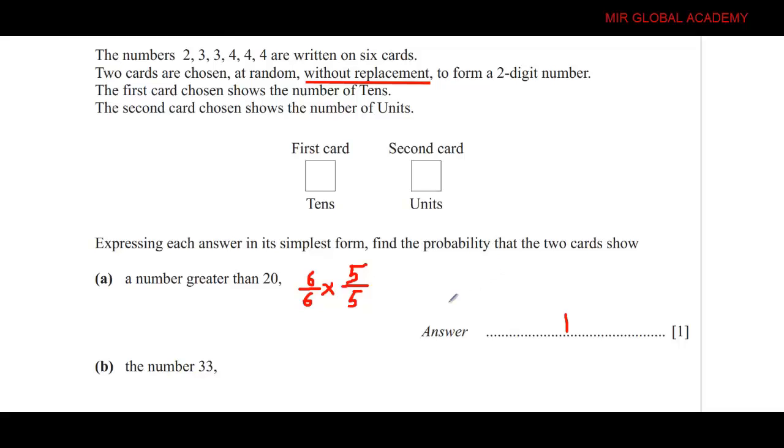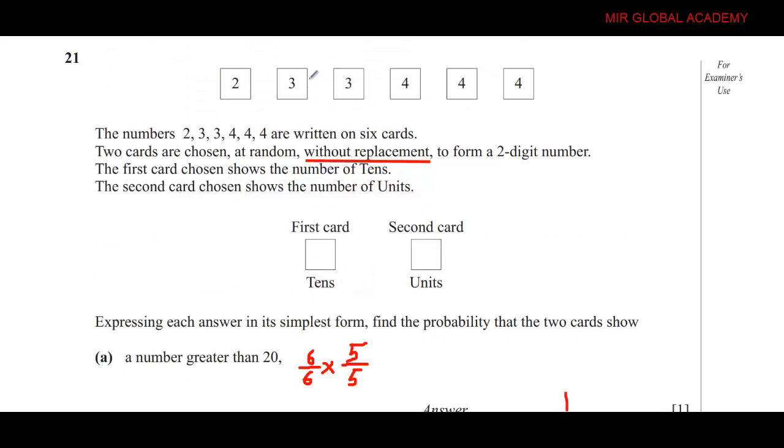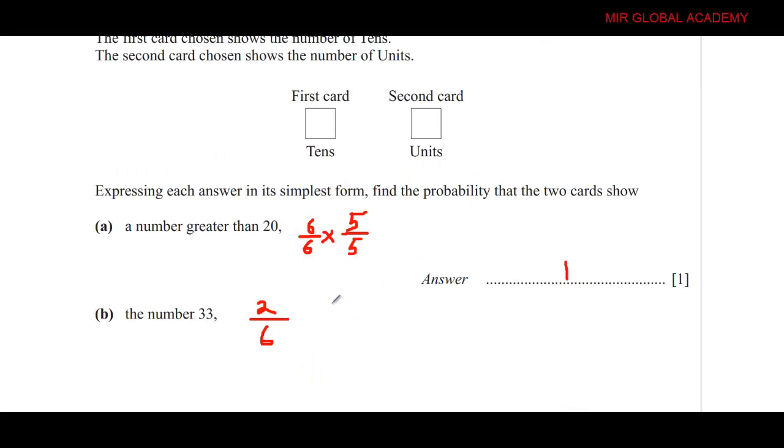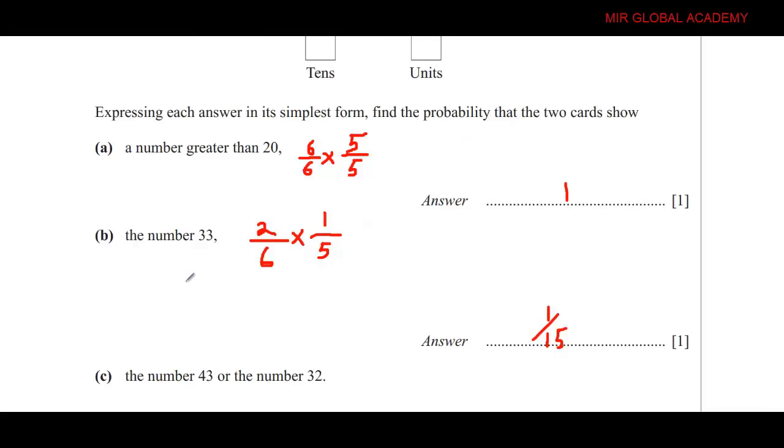Now we have to find the probability that the two cards show the number 33. So the probability of the first card that it is 3, and again the probability that the second card will also show 3. You can see there are only 2 cards with number 3 out of 6. Therefore the probability of the first card is 2 over 6. And we have to pick the next card, so it is the word and, we have to multiply. We have 5 cards left, and now we have to pick again the card number 3. One card number 3 is already picked, so we have only one card left. So the probability is 1 over 5. Now after simplification, the probability of number 33 will be 1 over 15.